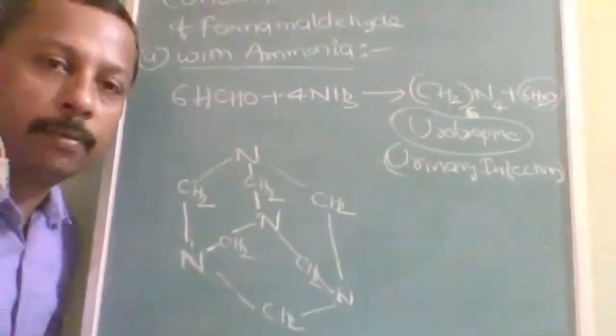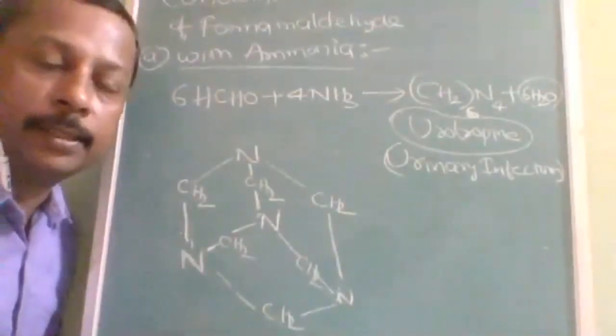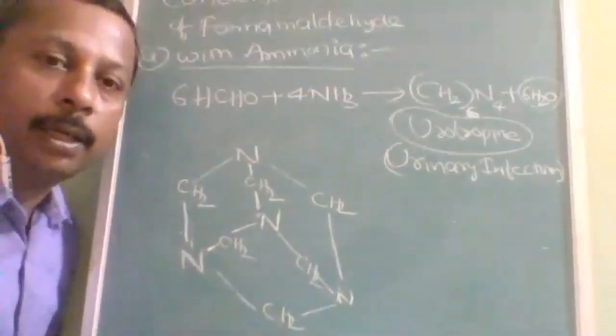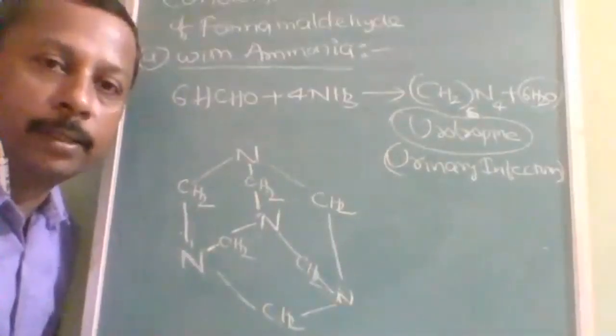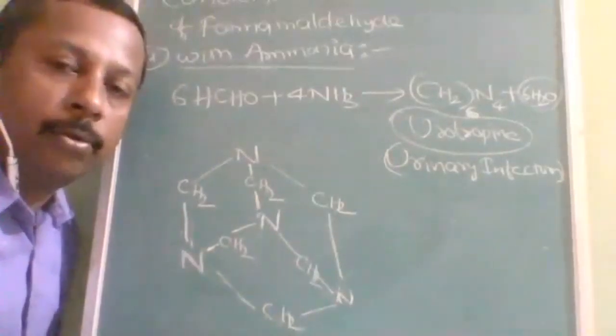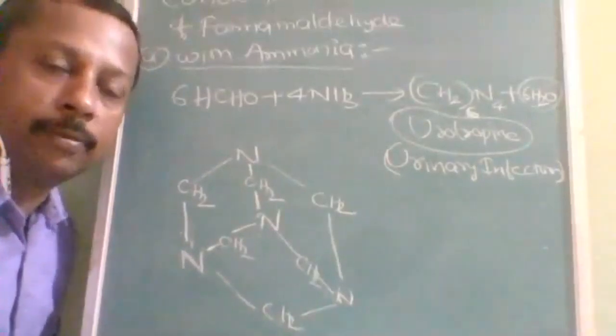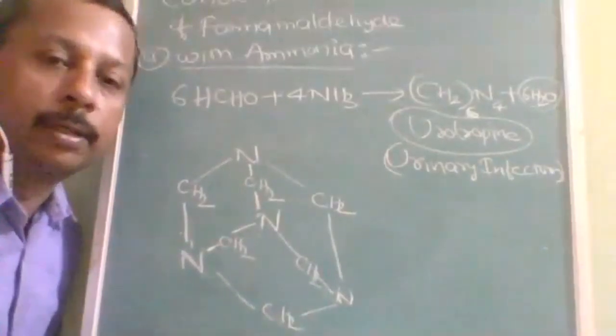So what polymerization is it? It is a condensation polymerization. On condensation polymerization of formaldehyde, urotropine is formed, which also involves loss of a small molecule like water.